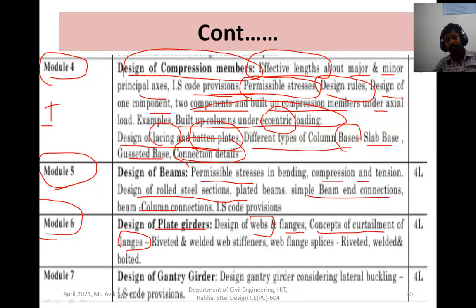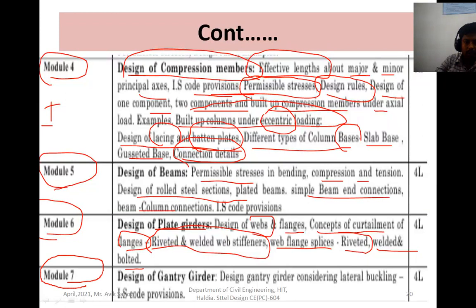The tapered sections are basically used. Riveted and welded web stiffeners. The stiffeners are basically used to increase the stiffness and also to prevent the buckling, also to prevent the local failure. Similarly, in web flange splices, plates are basically used to increase the strength of the flange. So riveted connection, welded connection and bolted connection.